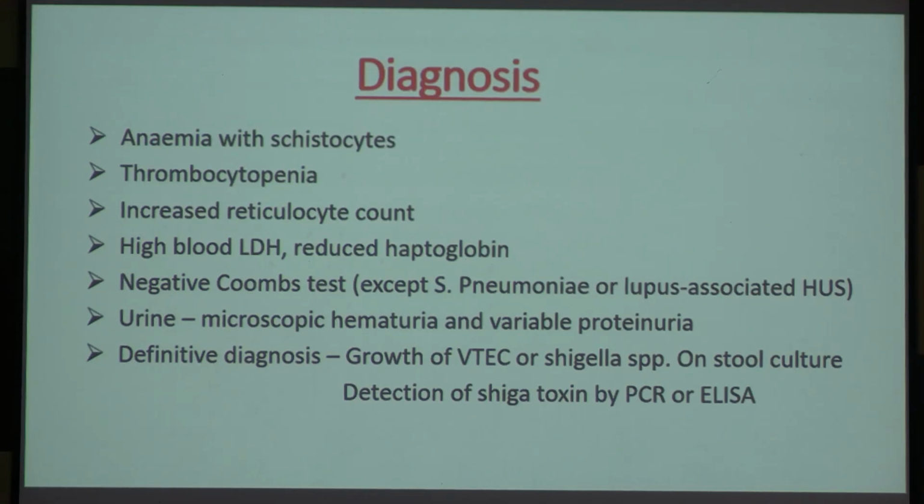Then in urine, we will get microscopic hematuria and variable proteinuria. And definitive diagnosis is culture growth of Shigella or verotoxin producing E. coli on stool culture and detection of Shiga toxin by PCR or ELISA. Both toxins are there, Shiga and Vero.